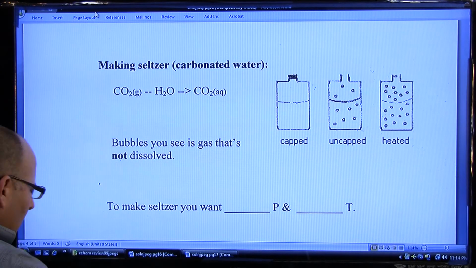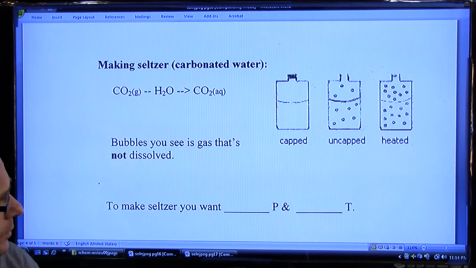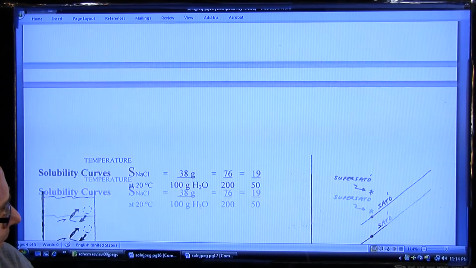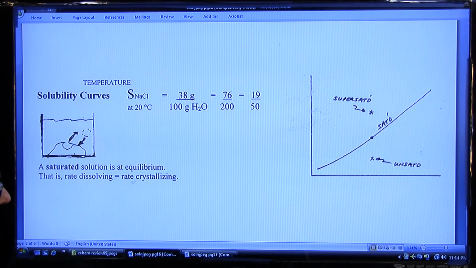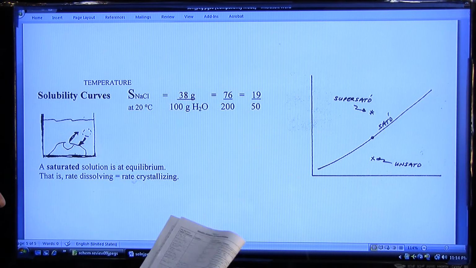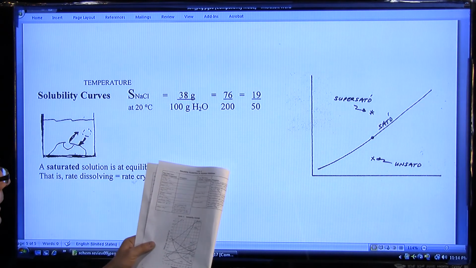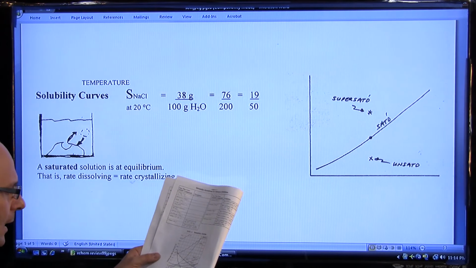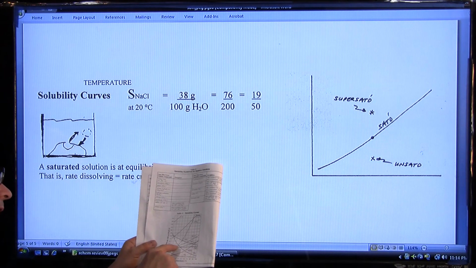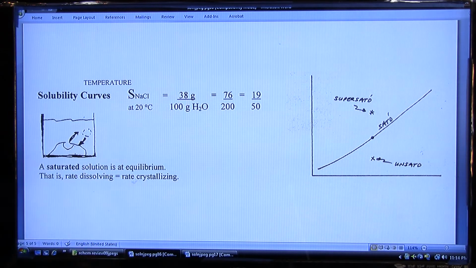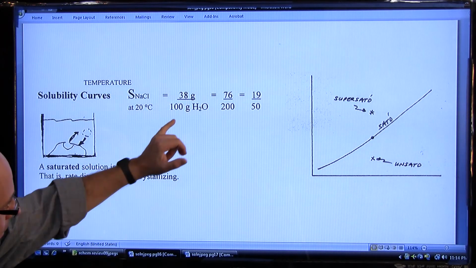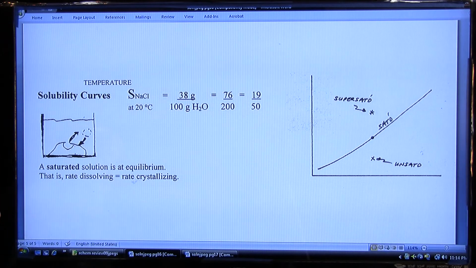And then, looking at the solubility curves a little bit closer, once again, to remind you, solubility is a measure of how much gets dissolved. You could look up the solubility of any solute here, but the most common, of course, is NaCl, which is table salt. If you look up the solubility of NaCl at 20 degrees Celsius in 100 grams of water, you'll find that the maximum, in this case, is 38 grams per 100 grams of water.